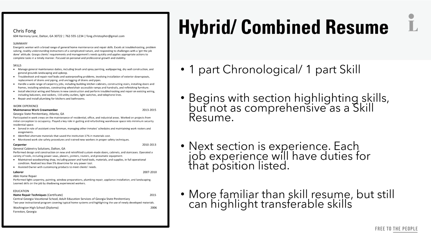Now we're going to take a brief look at the hybrid resume, which combines features of both the chronological and the functional formats. A hybrid resume typically starts with a summary and skills section that highlights your key abilities and strengths, though not as detailed as a full functional resume. Following that, you can include a traditional experience section with your jobs listed in chronological order, each with a bullet point describing your duties and accomplishments.